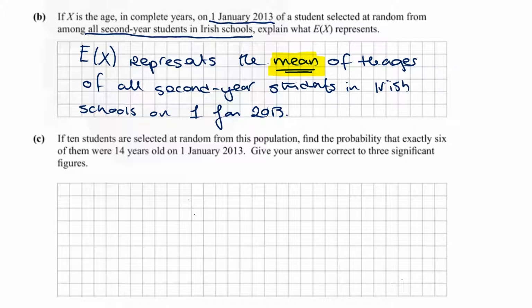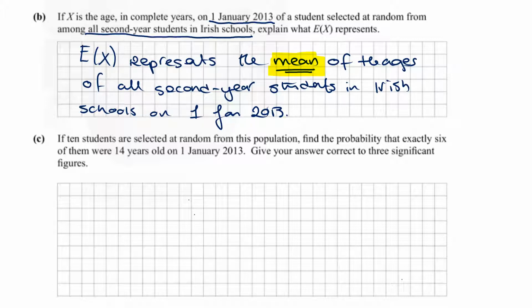If you remember back, the expected value when I roll a dice is 3.5, and we talked about the fact that, well, there is no 3.5 on the dice, so what does that actually mean? Because I can't expect to get a number that's not there. And we talked about how it was actually, what is the mean of all the possible outcomes on the dice, and I suppose that's what this is here. So what is the mean of all possible outcomes? So it says our expected value represents the mean of the ages of all second year students in Irish schools on the 1st of January 2013. So that was a bit of a practical question there, but again, this was a sample. So we tend to get things like that in a sample paper.